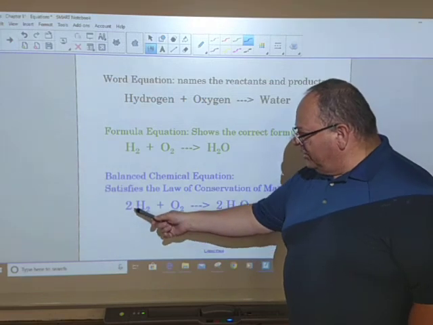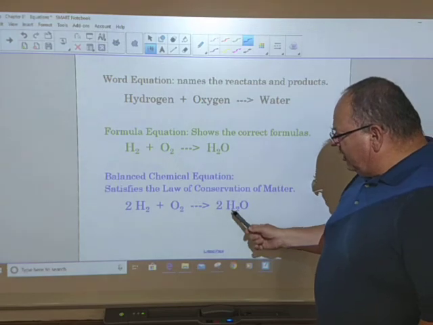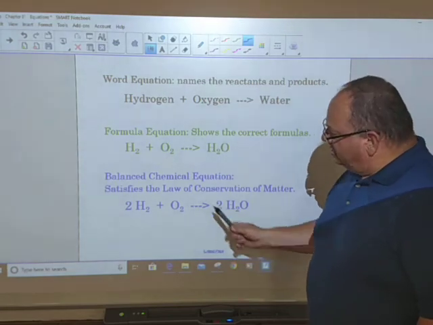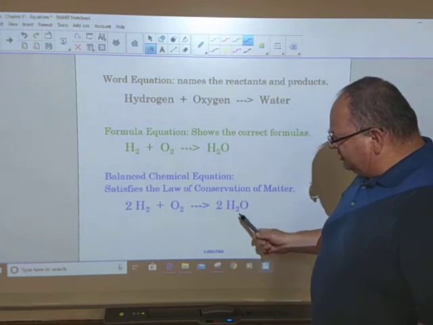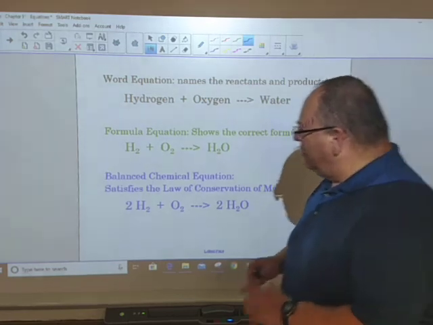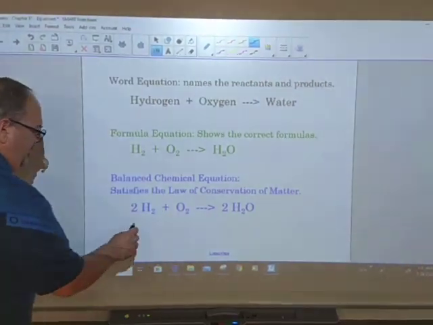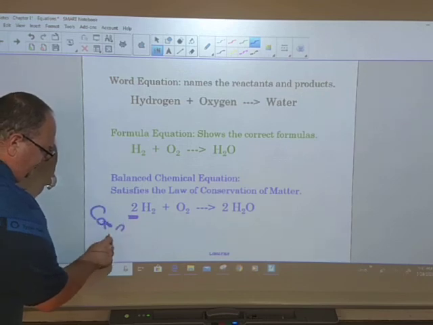By putting a 2 in front of my water molecule, I've got 4 hydrogen atoms. 2 oxygen atoms, and 1 in each of these water molecules, so that's 2 oxygen atoms. The numbers that are put in front are called coefficients.